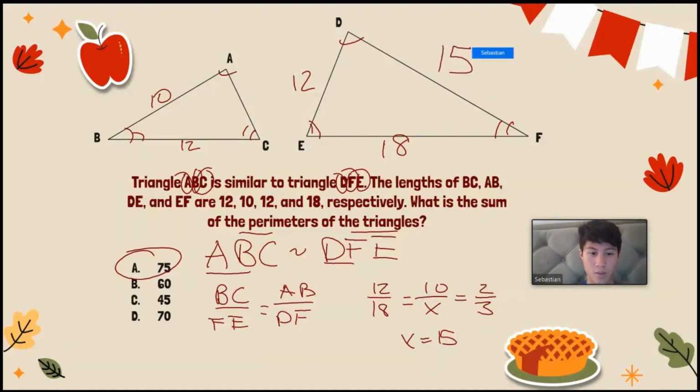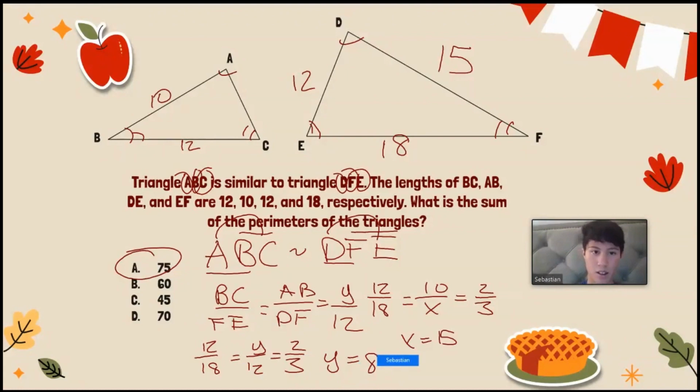Similarly, if we do BC over FE is equal to AC over DE, plugging in our values, we can call AC y and DE 12. So we get 12 over 18 is equal to y over 12. Simplifying and solving for y, we get y equals 8. And so now we have the lengths of all our sides, and all we have to do is add them. So the perimeter of this triangle is 30, the perimeter of this triangle is 45, and 30 plus 45 is 75.